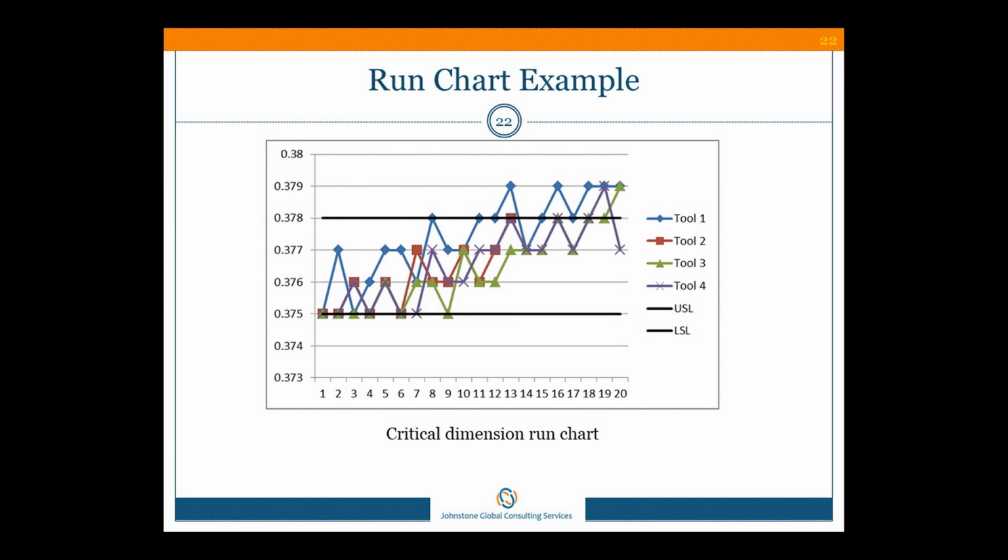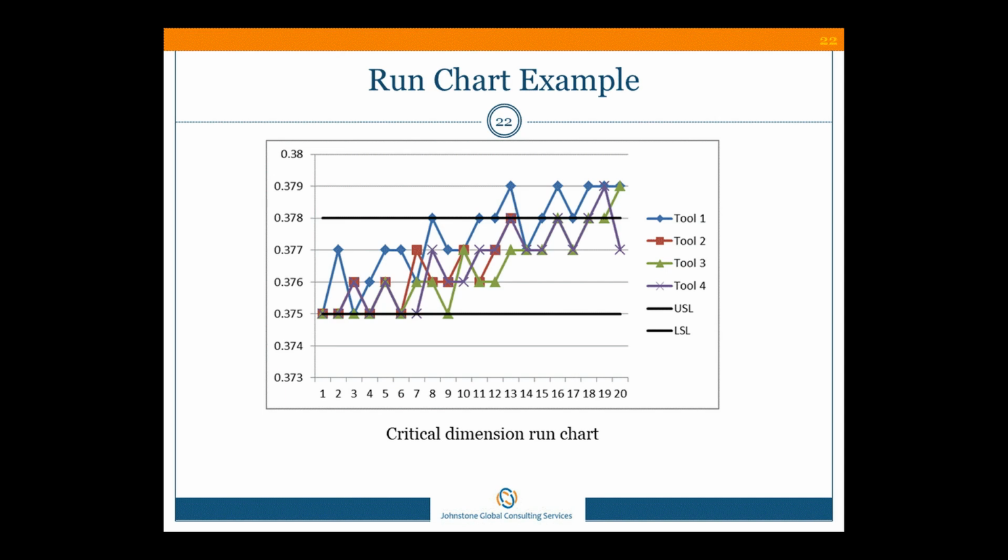Here's the run chart of the critical dimension on that machine part. Every time a part is made, we measure the dimension and we plot it on the run chart. The dimension measurement is shown on the vertical axis and the sequence of the part is shown on the horizontal axis. Each time we make a tool change, we reset the sequence. 4 tools were used with the tool change about every 20 parts.